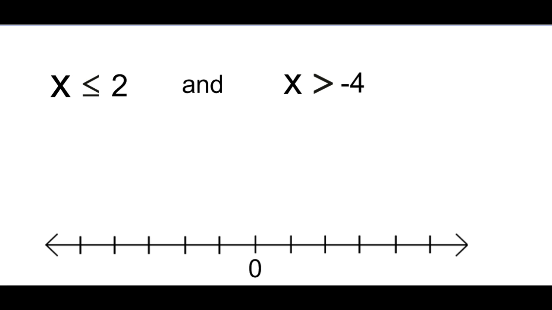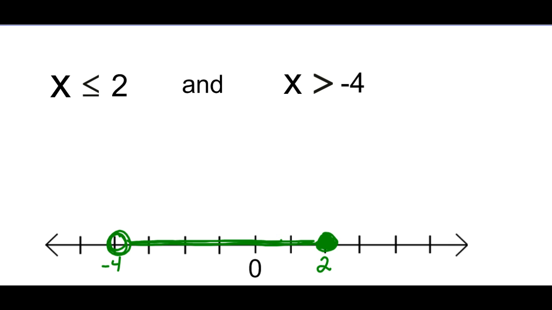So, let's take a look here. If I have x is less than or equal to 2 and x is greater than -4, that means that 2 would be my focal point on this end, -4 would be my focal point on this end, and it basically would be everything in between here. Okay? If it's x is less than or equal to 2, that means it includes 2 and everything down below it. X is greater than -4 means it does not include -4, but everything above it.